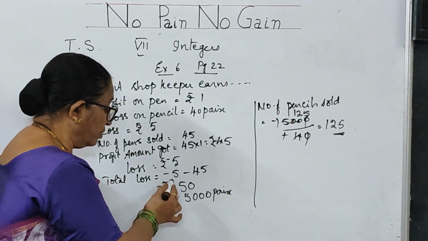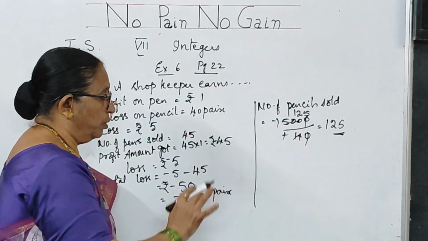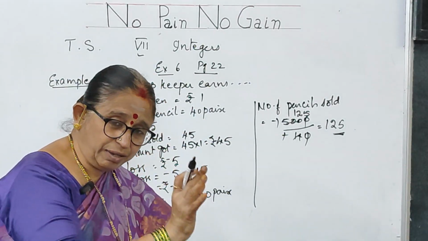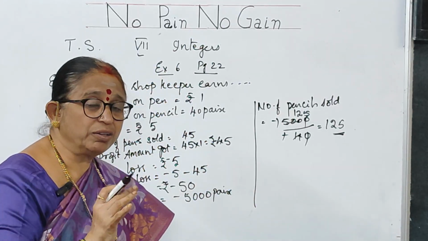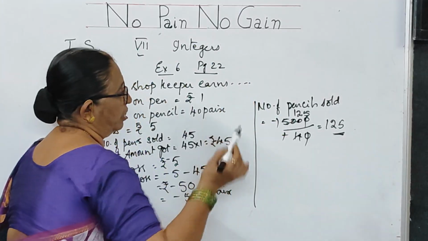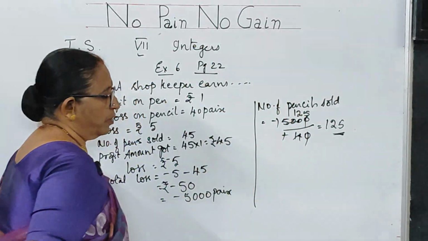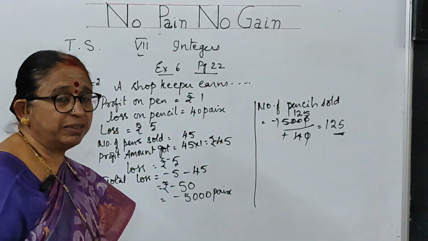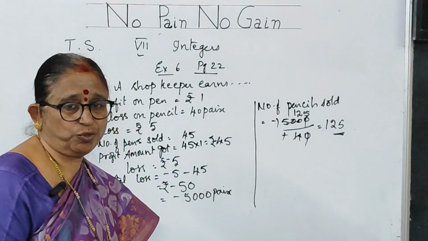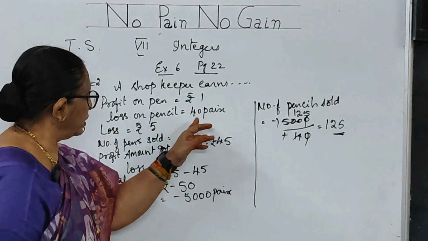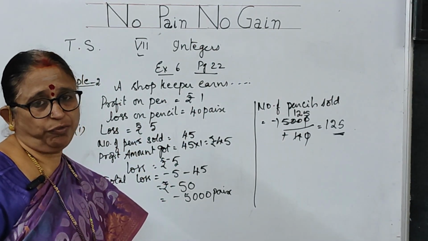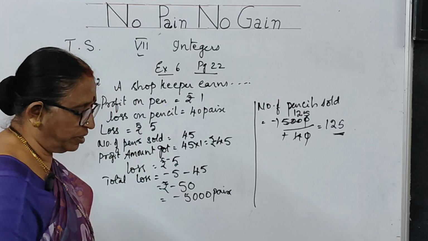Now, number of pencils sold, how will you get, children? From the loss obtained divided by loss for one pencil. Loss for one pencil is 40 and 5000 here. When you divide, 125. So number of pencils she has sold is 125 pencils, and she has sold 45 pens. So ultimately she got a loss of 5 rupees. I hope you have understood this. Some children copy it.